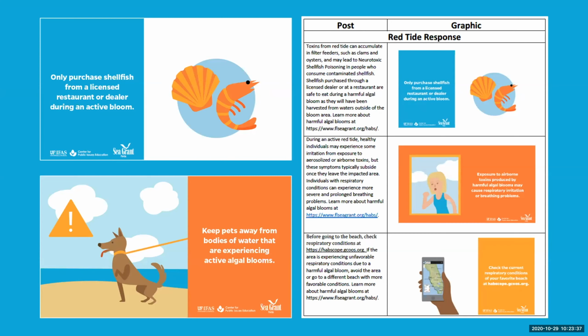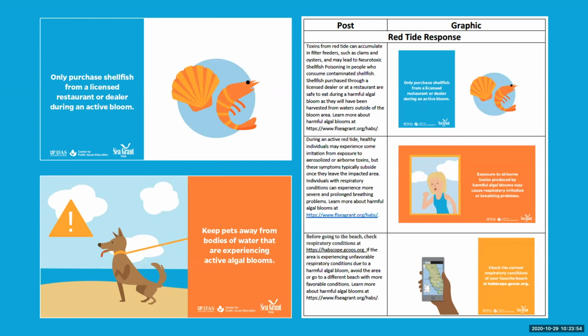So you don't have to worry about what do I need to say? How can I say this? It's already there available to you. All you have to do is go there and just download the information, download the infographics. Again, all these are on the Florida Sea Grant webpage, as well as copy and pasting the post content into your own posts.